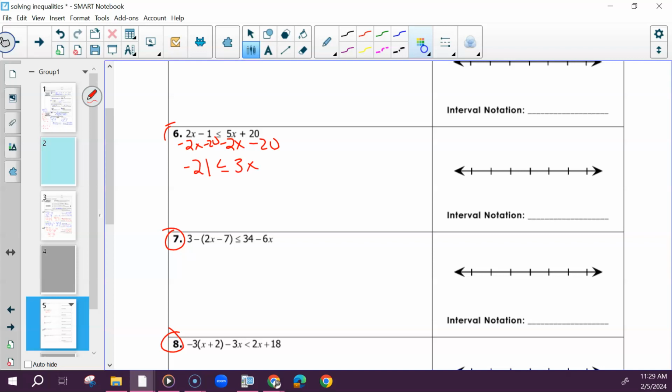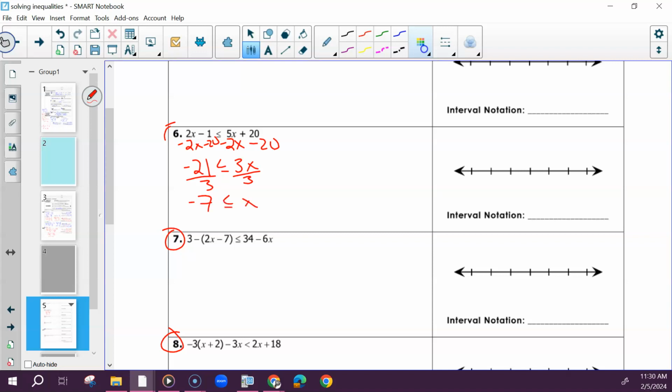So if you do something like this where the x is now on the right, I'm going to show you how to kind of fix this, change it. You don't have to do this afterwards, but you can if you want. If we divide, is the sign going to change? No.